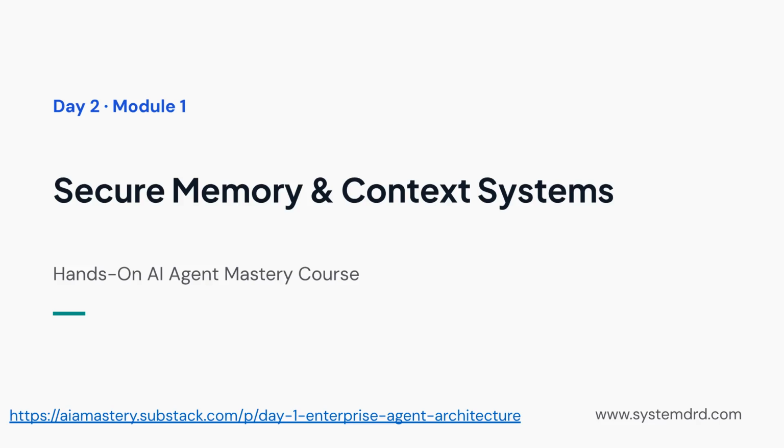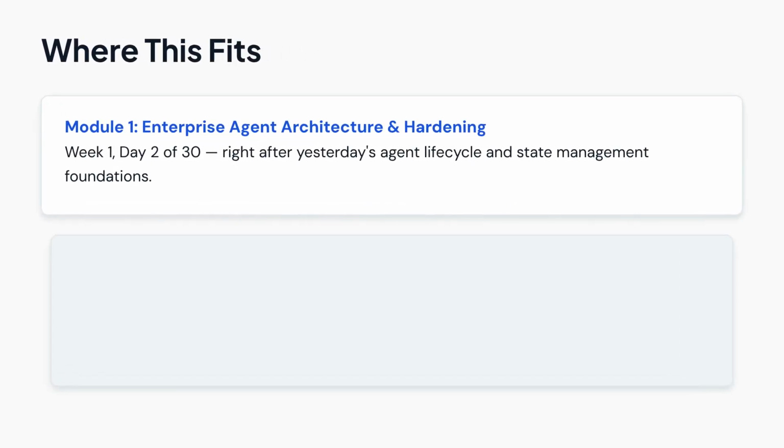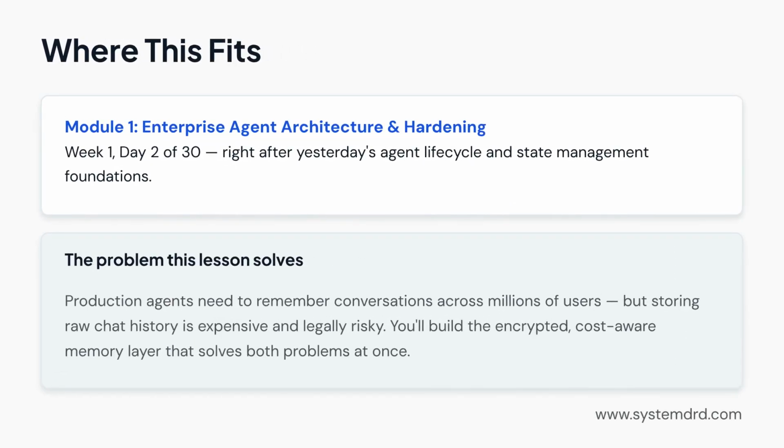Let's get into it. Quick orientation before we touch any code. We're in Module 1, Enterprise Agent Architecture and Hardening, and this is day 2 of 30. Day 1 gave you the agent lifecycle and basic state persistence. Today builds directly on top of that state layer, except now we're asking a harder question. What happens when that state contains a customer's home address or a support ticket with account numbers sitting inside it?